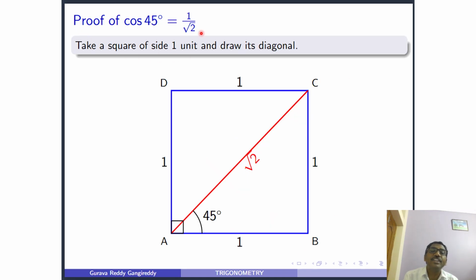Cos 45 degrees equal to 1 by root 2. Take a square of side 1 unit and draw its diagonal. This is a square, each side is 1 unit. Here this is 45 degrees, the diagonal I got is root 2, and here is 90 degrees. So cos 45 degrees is equal to adjacent by hypotenuse, that is 1 by root 2. I am getting 1 by root 2.